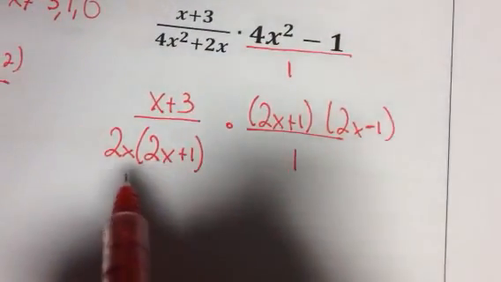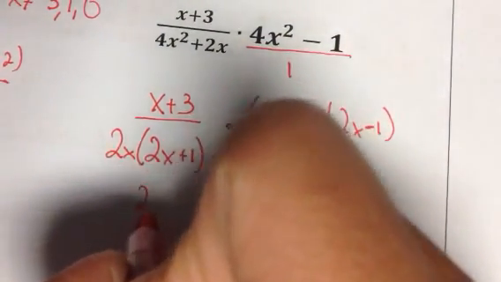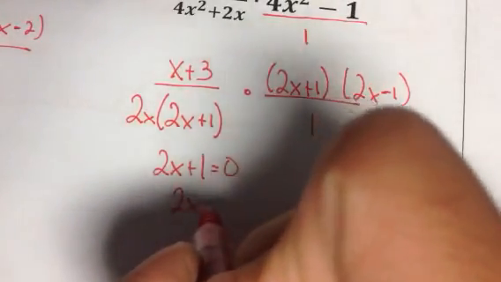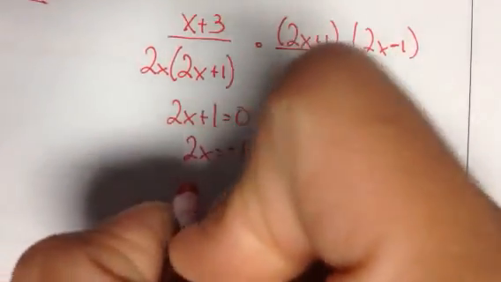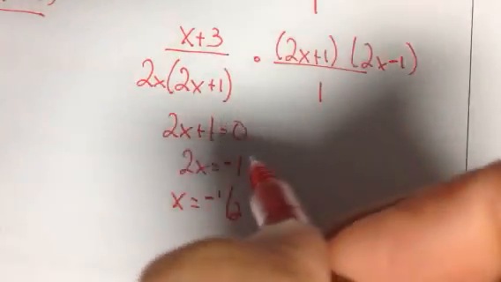So again, look in your denominator. What would make this factor 0? If you don't see it, set it equal to 0. Subtract 1. Divide by 2. Get negative a half. What would make this one 0? It's just 0. So as far as my domain goes, I will never pick x to be negative 1/2 or 0.